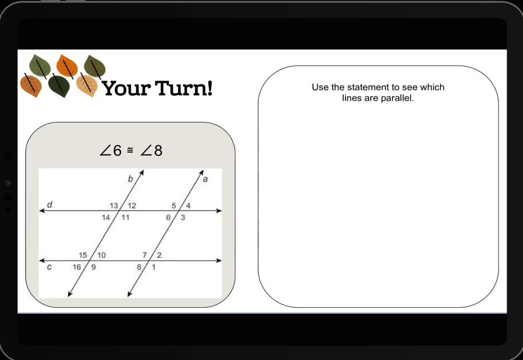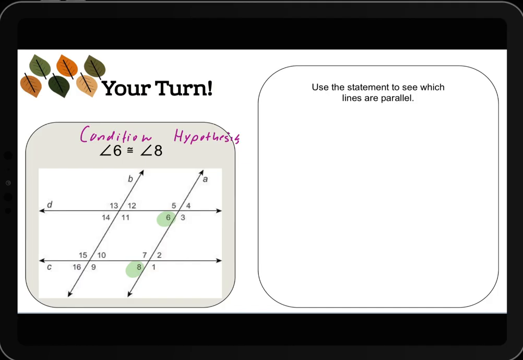So now it's time for us to try an example of our own. Here we have angle 6 and 8, and they've told us that angle 6 and angle 8 are congruent to each other. So this is actually a given condition. You can kind of think of this as the hypothesis, if you will, because this is what we're trying to show. We want to show that one of those angle pair relationships is in fact congruent or supplementary, right?